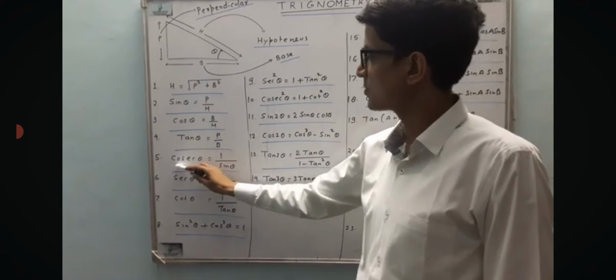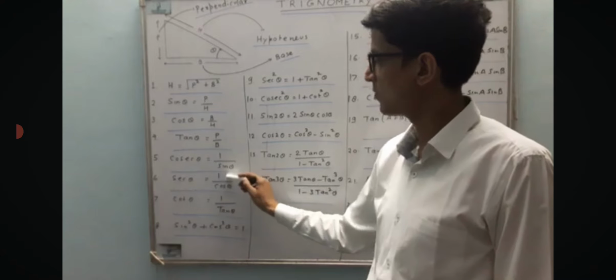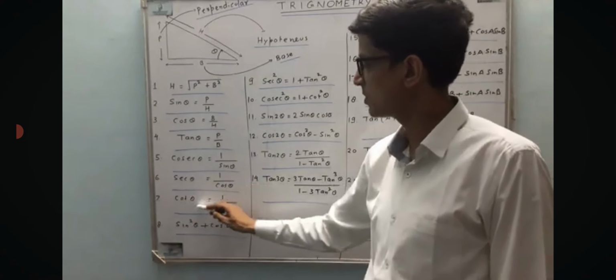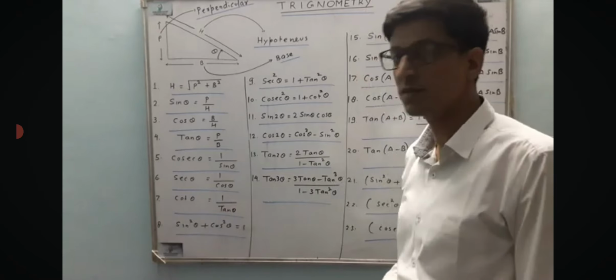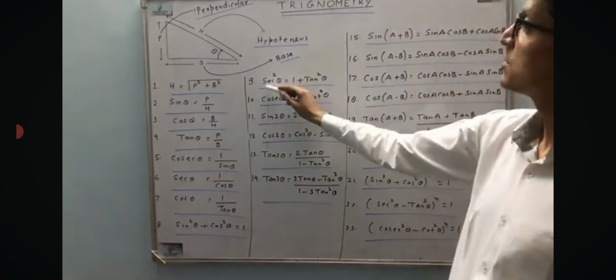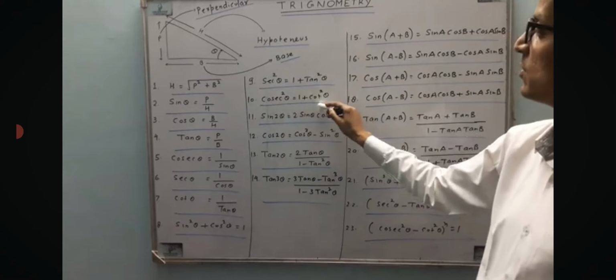Fifth is cosec theta is equal to 1 upon sin theta. Sixth is sec theta is equal to 1 upon cos theta. Seventh is cot theta is equal to 1 by tan theta. Eighth is sin square theta plus cos square theta is equal to 1. Ninth is sec square theta is equal to 1 plus tan square theta. Tenth is cosec square theta is equal to 1 plus cot square theta.